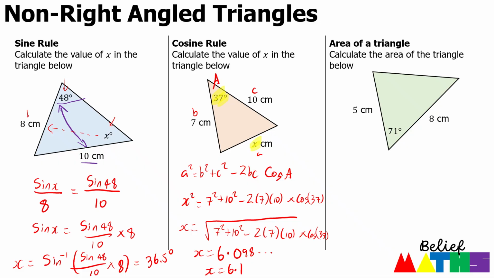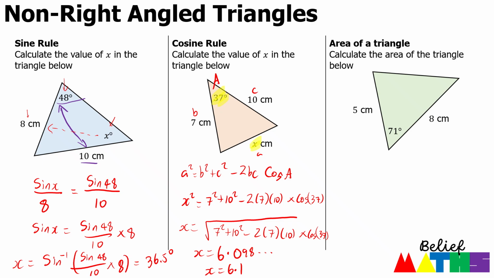Finally, we've got an area of a triangle. Now usually you'll be familiar with the formula of a half base times the height. That works if you've got the base and the perpendicular height. You've also got situations like this where you've got two sides and the angle between them. And again, this is very specific. It has to be two sides and the angle in between them.